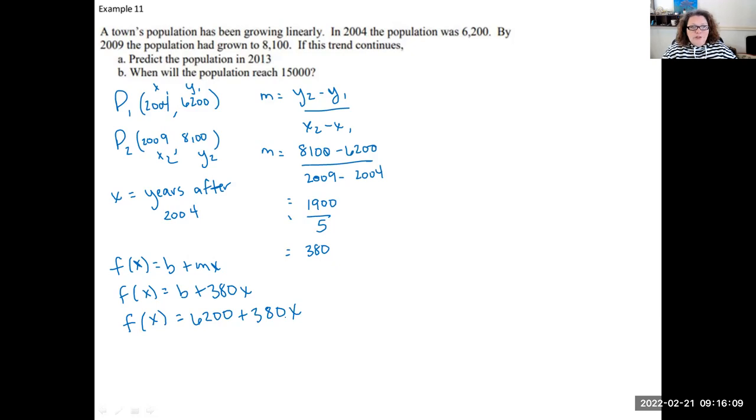All right, so they want us to predict the population in 2013. Well, we're looking at the years after 2004 for X. We're wanting to put an input in there that's going to be representative of the year 2013. So I'm going to come over here and say, okay, 2013, how far away is that from 2004? That's 9 years. So I'm going to go here and write my function. The function of X is equal to 6,200 people, and it's increasing at 380 people.